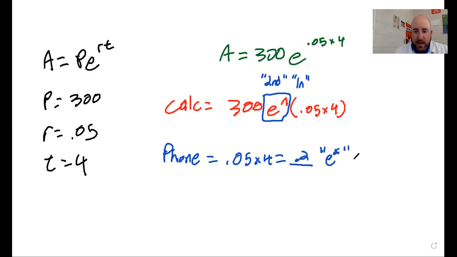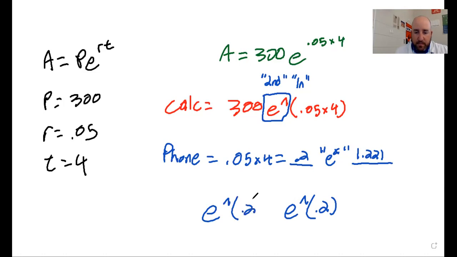When you hit that e to the x button on your iPhone, it automatically spits out 1.221. If the same thing pops up when you hit the e to the x button like we had here, then you just type in the 0.2. So on the iPhone, if you hit e to the x, it'll automatically do this. On some of the other phones, you multiply to get 0.2, hit e to the x, and e caret might pop up. Then you put the 0.2 in there and hit equals, and you'll still get the 1.221.